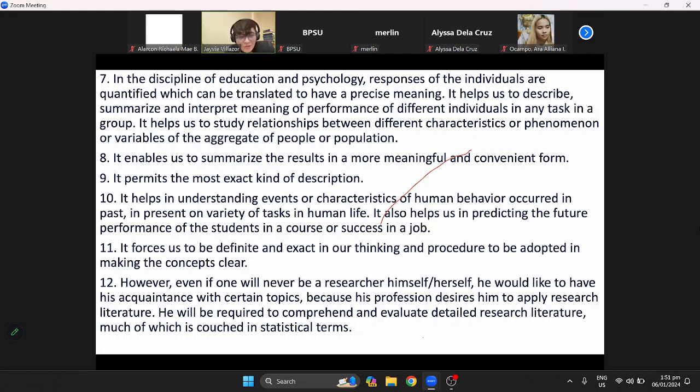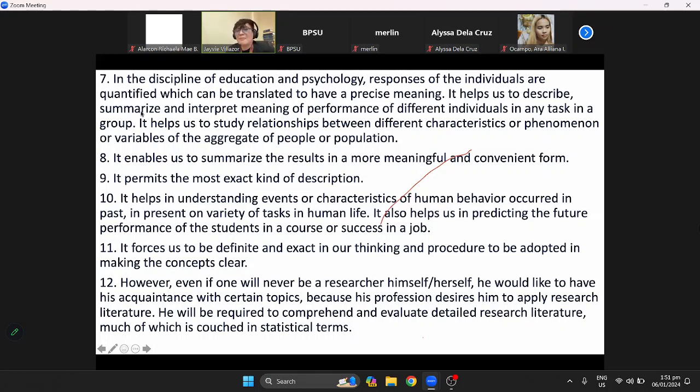Again, prediction lang to. So again, it has something to do with what? Statistics. Ayan. Ano pa? Board exam nyo, di ba? Ganun din yung board exam for yung mga BLEP. Ayun. So parang ginegauge niya whether there's a chance na magiging magaling ka in this particular field. Another is number 11. It forces us to be definite and exact in our thinking and procedure to be adopted in making the concepts clear.